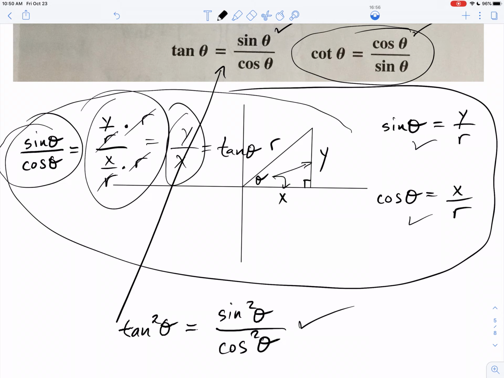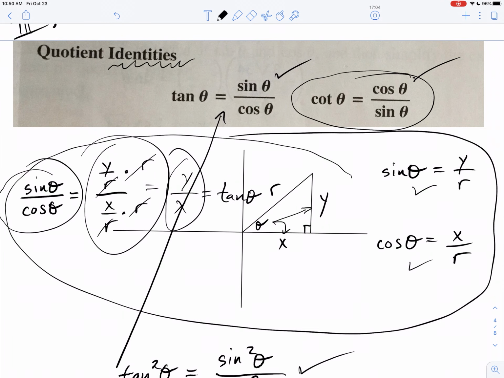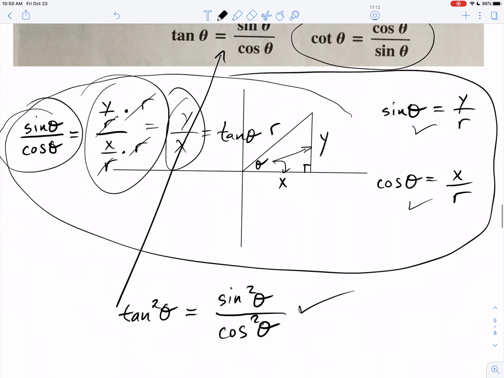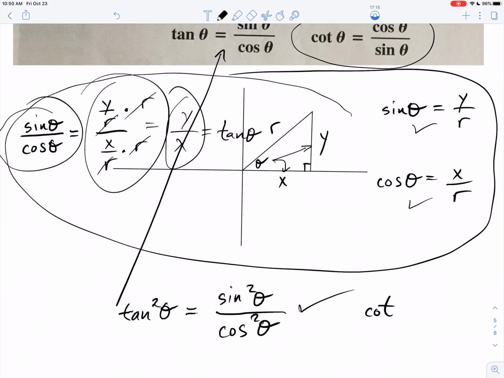So if I wanted to, I could think of it as, just because I know one little tiny quotient identity, it doesn't mean that's the end of the road. There's all kinds of information. So let's suppose I'm working on a problem, and inside the problem they have cotangent squared theta. And I go, well, wait, what can I do with that? If you wanted to, you could say that's the same as cosine squared theta over sine squared theta. And you might go, whoa, that's a lot of information. I know it. And I haven't even gotten to the last one.